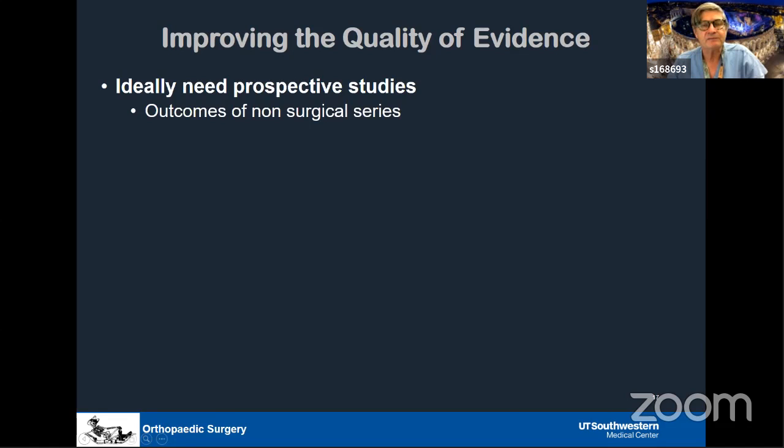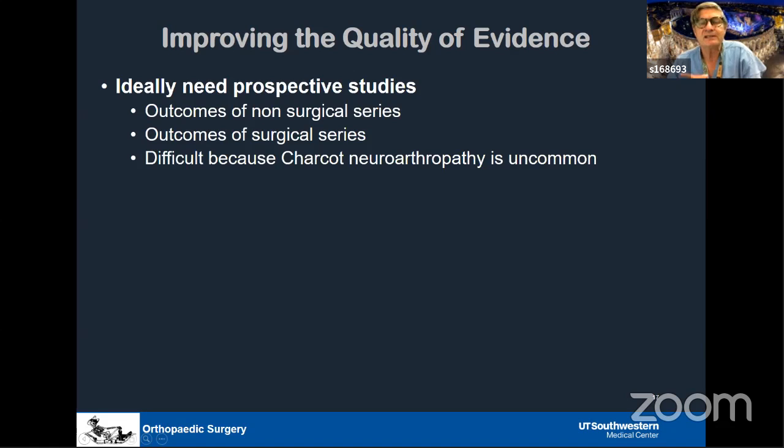We also need the outcomes of non-surgical series. If we're going to show that surgery is beneficial, we need to show that in comparison to people that treat these non-surgically. This is difficult because Charcot neuropathy is relatively uncommon and very few surgeons have a large enough series to really do a randomized prospective study.